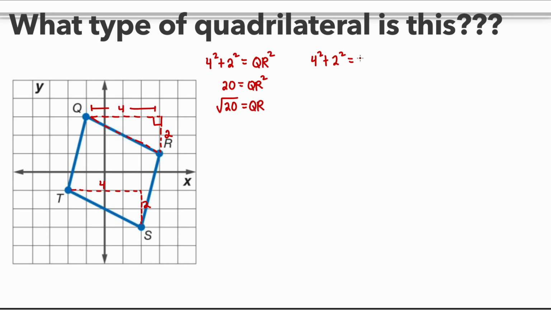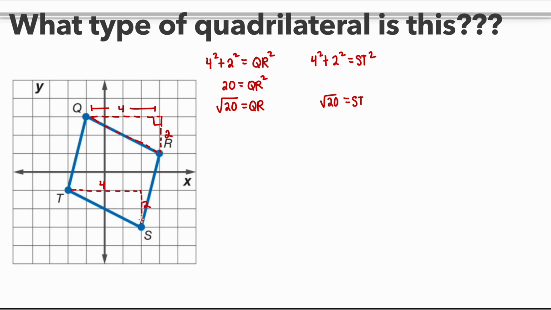4 squared plus 2 squared gives me ST squared. So again, I get the square root of 20 for ST. Now we know that these opposite sides are equal. Now we've got to check for the others.